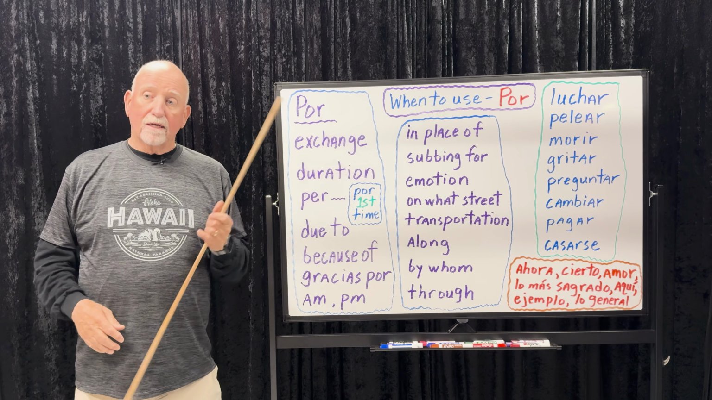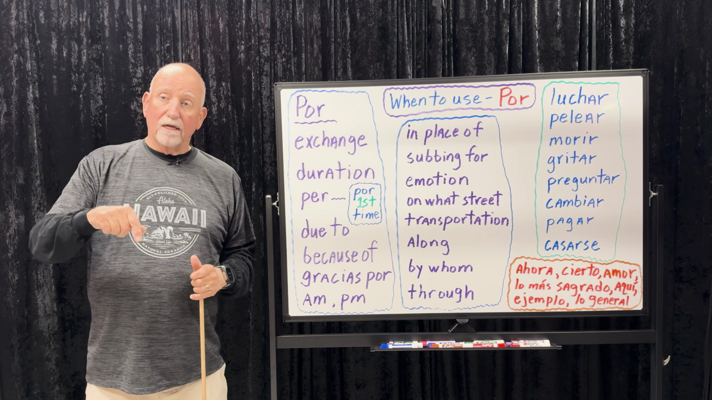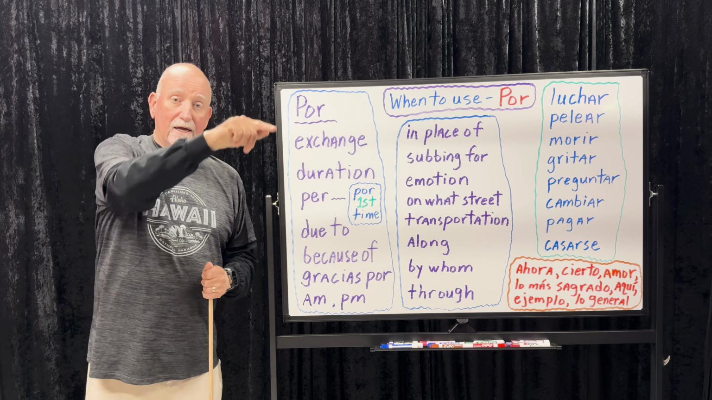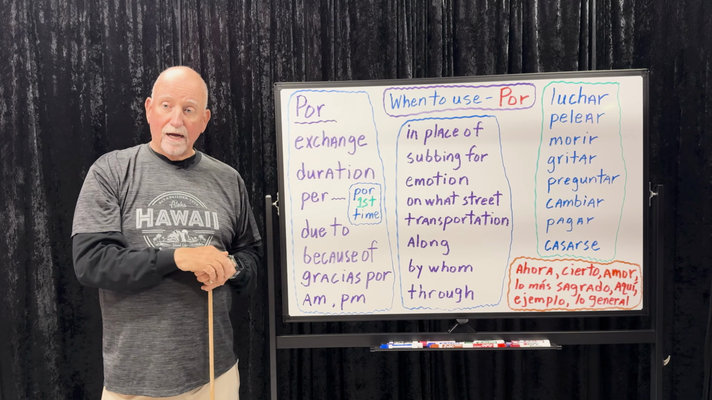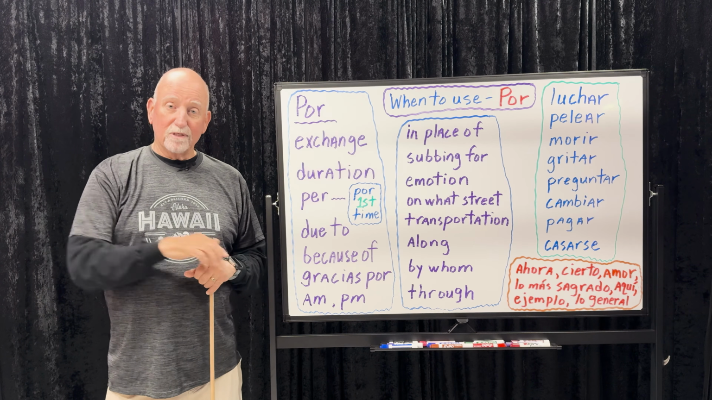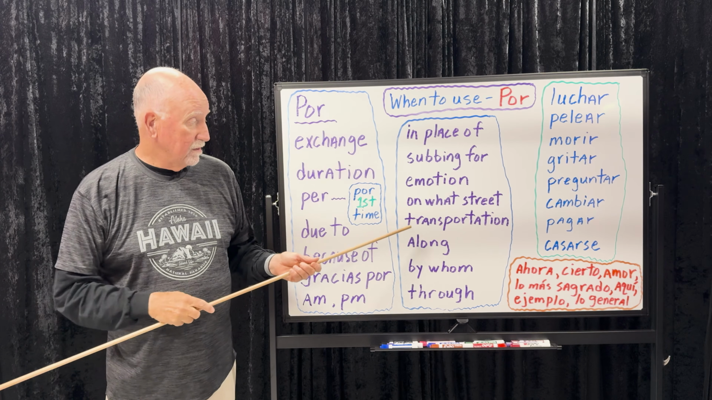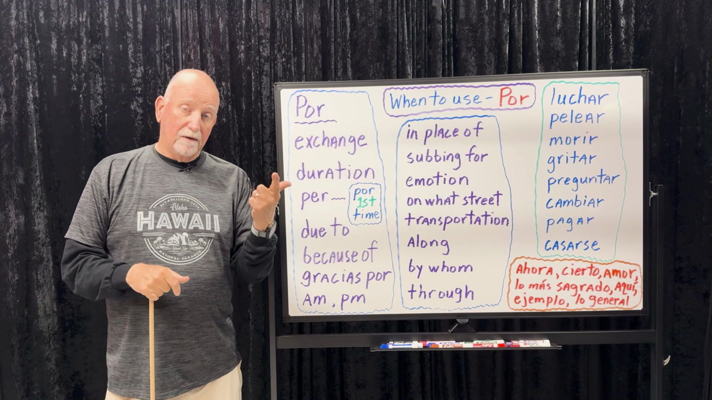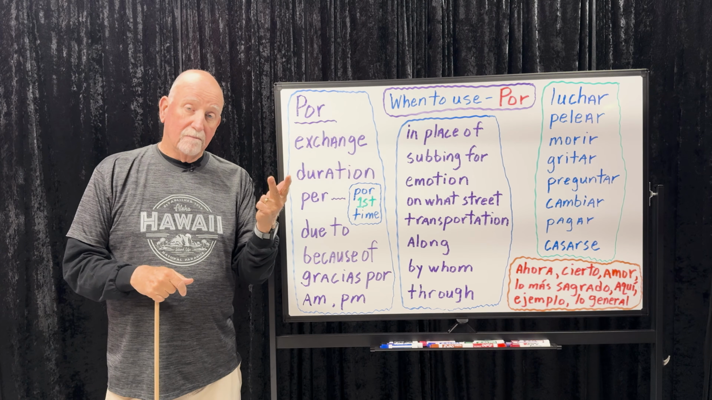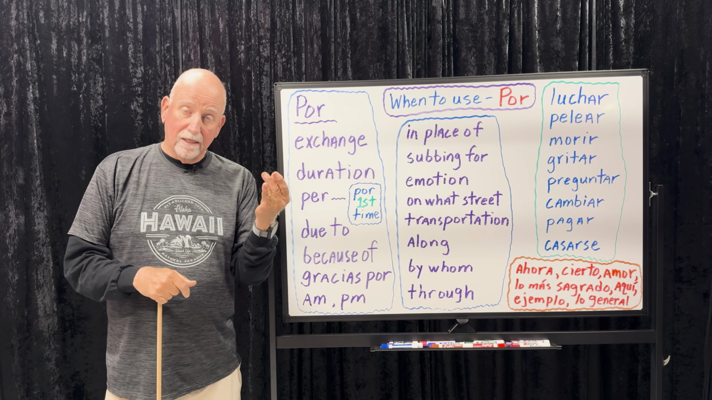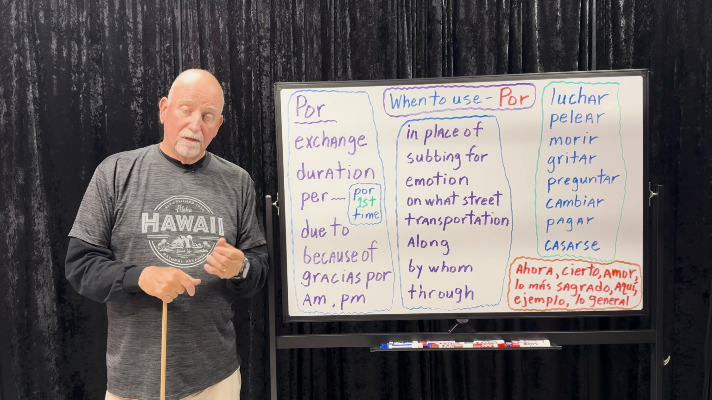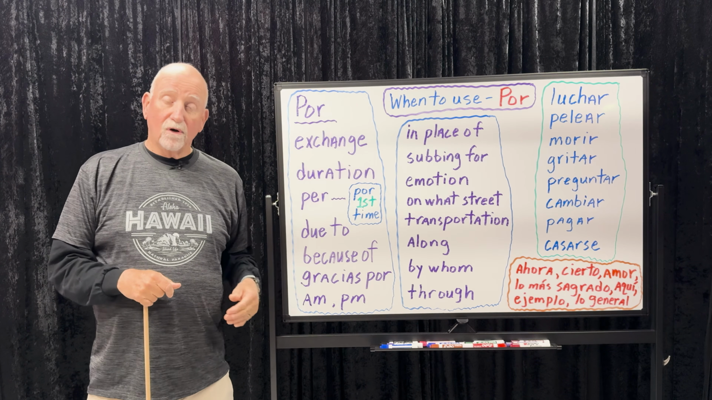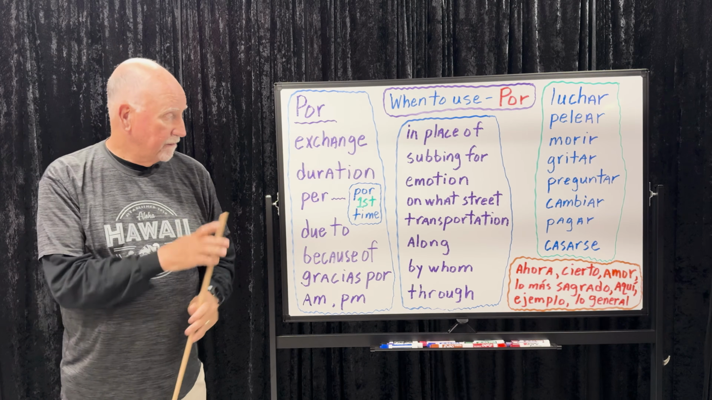On what street? Por esta calle, on this street. Por aquella calle, on that street over there. Por la Main, on Main. Por la Brisbane, on Brisbane Street. Transportation, how are we going to travel? Por avión, by plane. Por tren, by train. Por carro, by car. Por metro, on the subway. Por autobús. Por bicicleta. Or a pie means on foot.